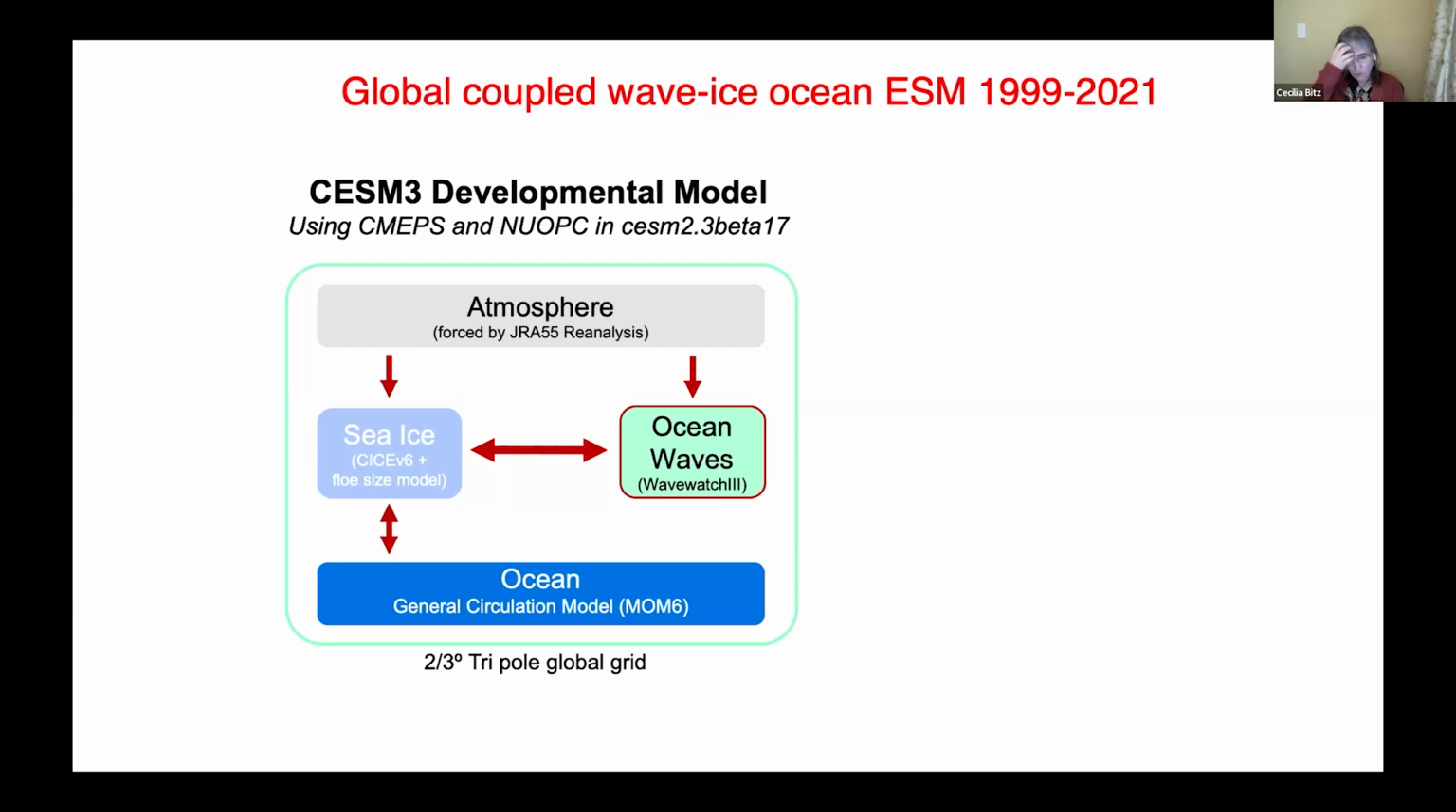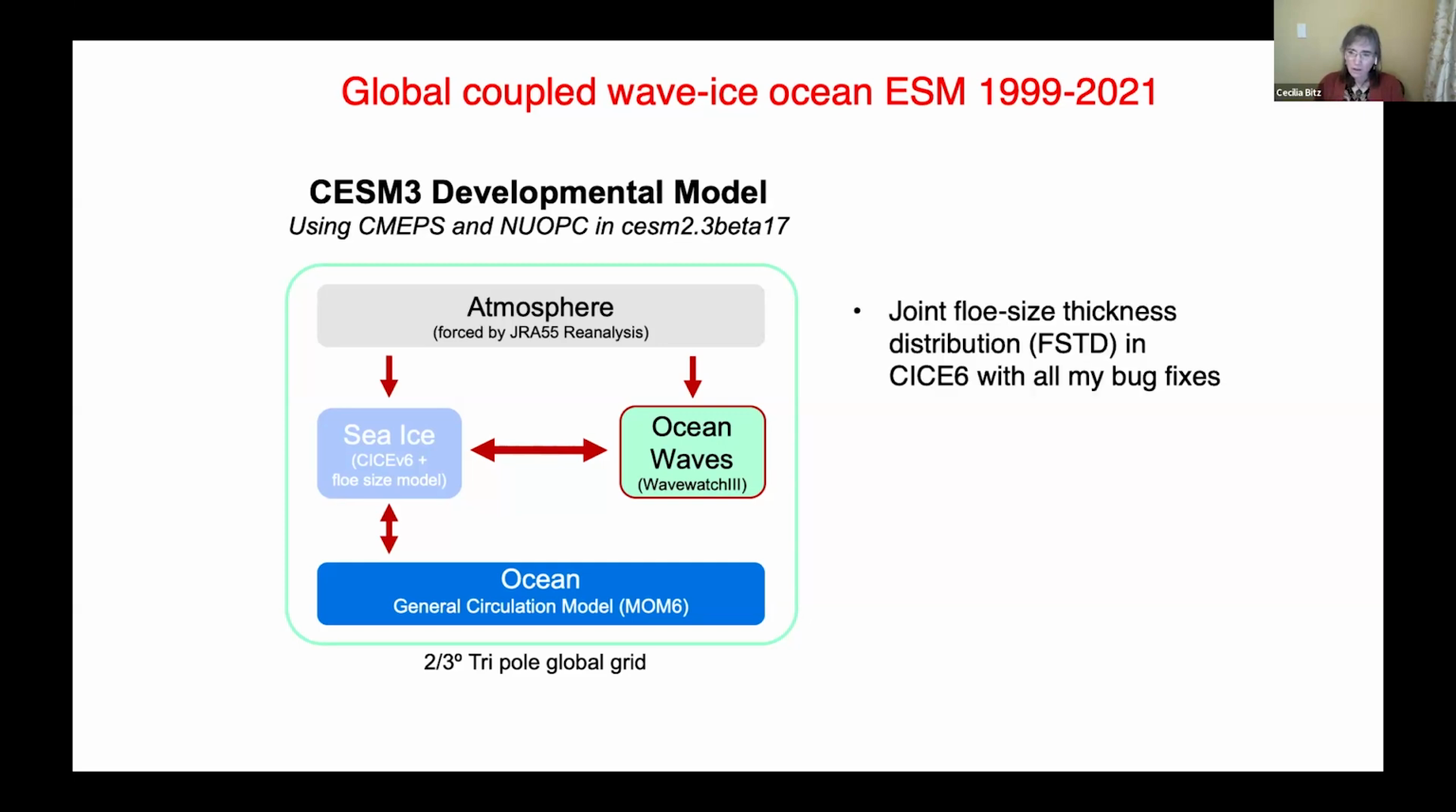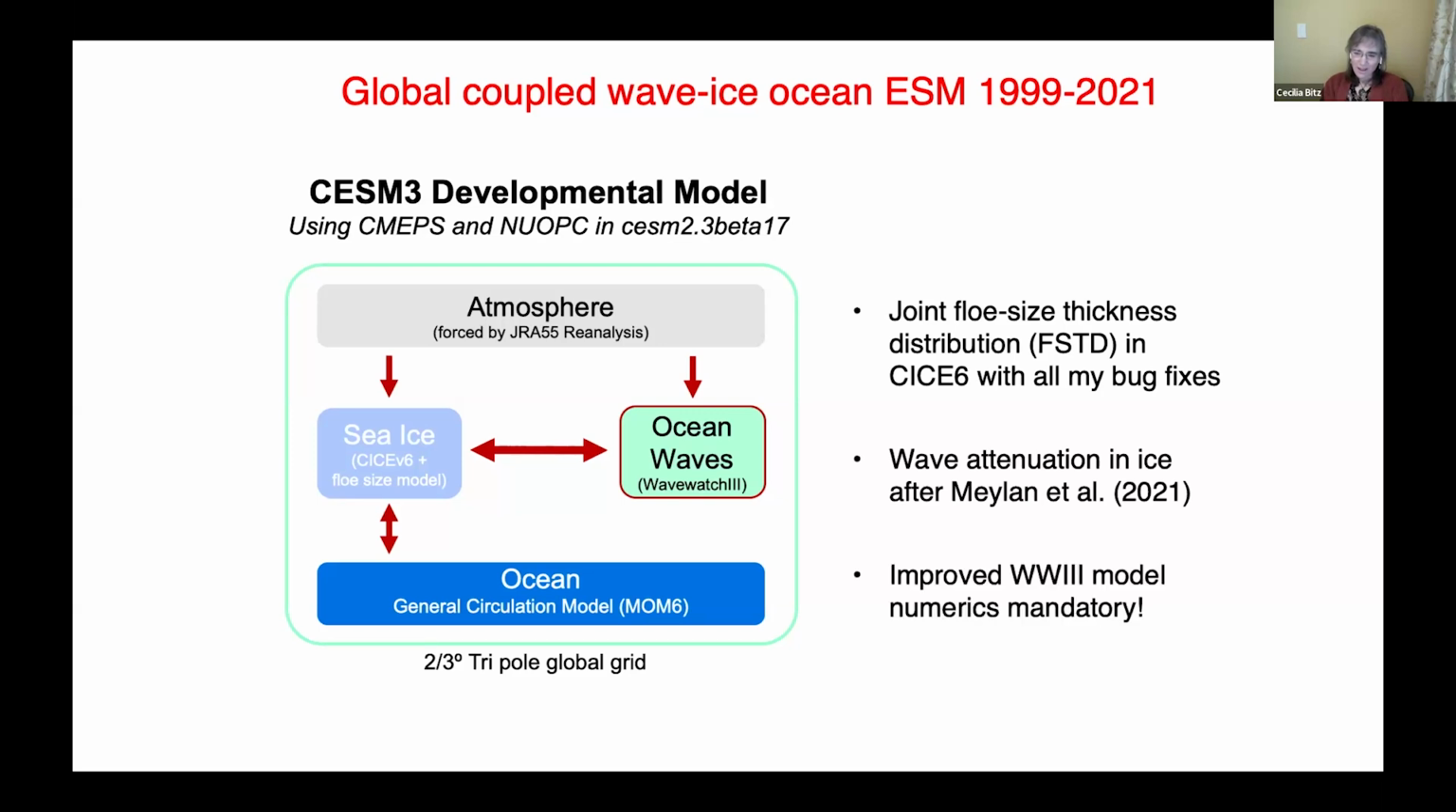And I'm using a 2/3 tripole grid for this, which is a nice grid because it doesn't have any poles in the Arctic in the model grid. And it includes the joint floe size distribution in CICE with all my bug fixes. I'm using the wave attenuation scheme from Meylan et al. 2021. And I've been developing some improvements to the WaveWatch scheme too that I'll talk about a little bit today.